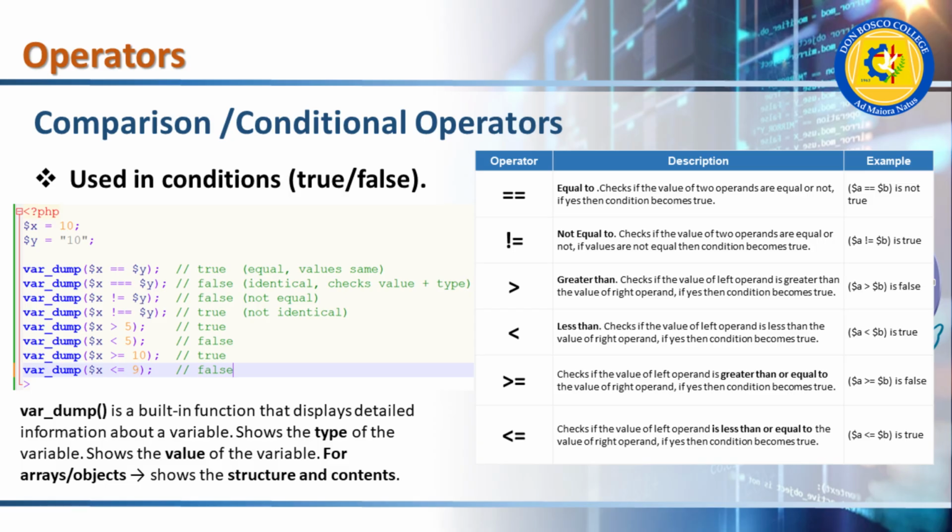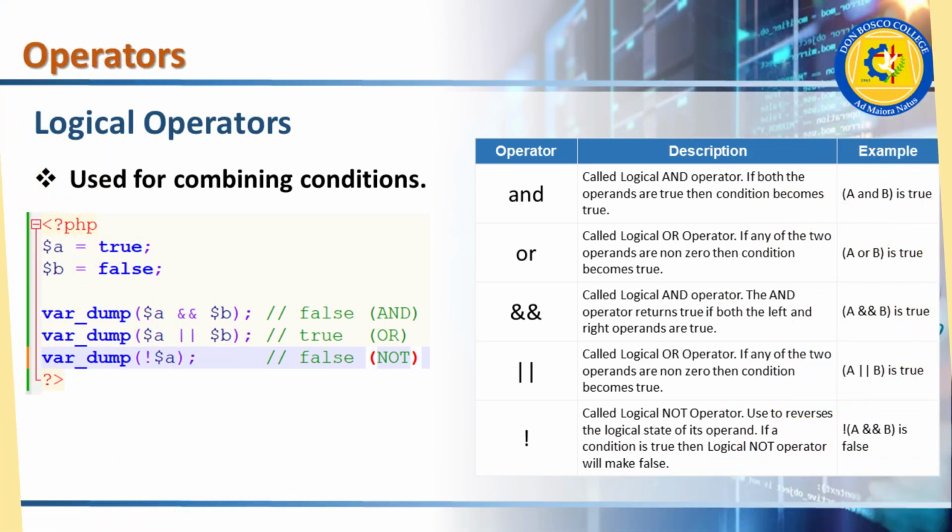Lastly, the less than or equal to operator checks if the left operand is less than or equal to the right operand. Next are the logical operators. The AND operator is called the logical AND operator. It returns true if both operands are true. The OR operator is called the logical OR operator. It returns true if at least one of the operands is true.